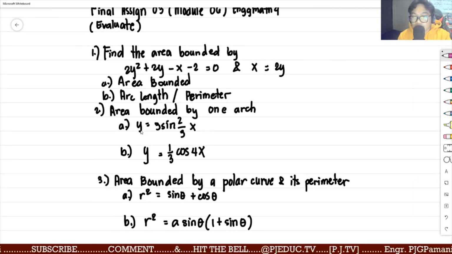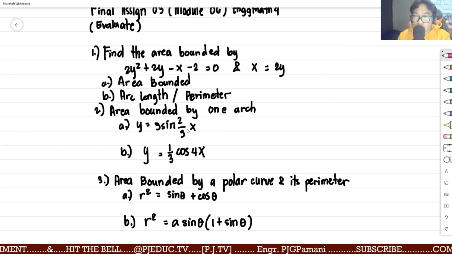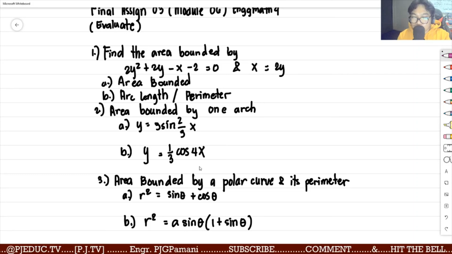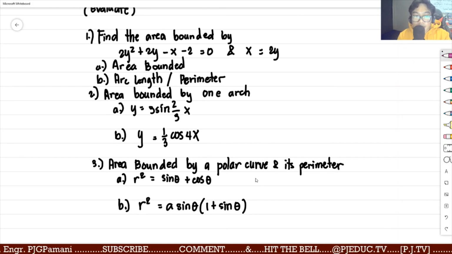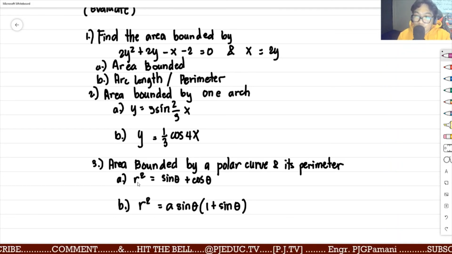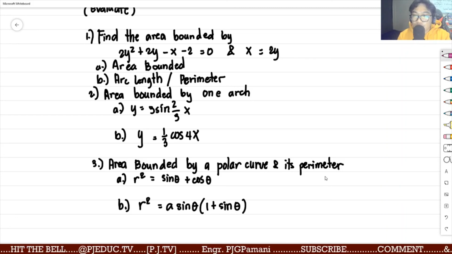Number 2, area bounded by one arc of these two problems. A, y is equal to 3 sine 2/3 of x and y is equal to 1/3 of cosine 4x. So dalawang figure yan. Then number 3, area bounded by a polar curve and its perimeter. So compute first for the area bounded of the given polar curve, then compute for the perimeter. So dalawa yung magiging answer nyo dito sa bawat question. Area at saka perimeter. Okay?